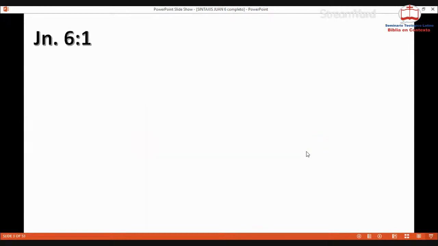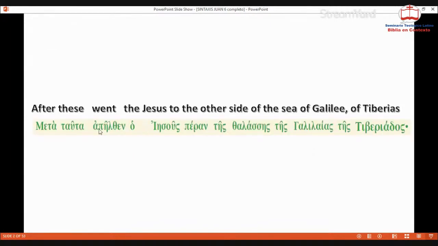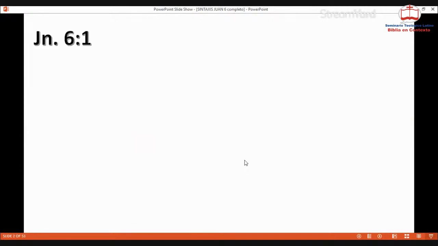Let me start here. The first part, after this, μετά ταύτα, is a prepositional phrase functioning as an adverb. It's called a movable phrase. Adverbs are movable. We can put them at the beginning, in the middle, at the end. It depends on the emphasis that we want to give. So in that case, we will leave it like that, and then we will organize the sentence in the best way we can. So we have here meta tauta, that means after this, which in many translations, or all translations, is rendered after these things.